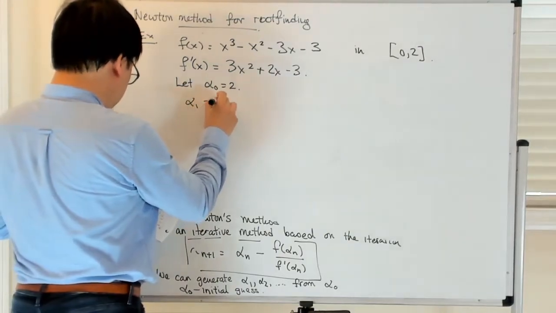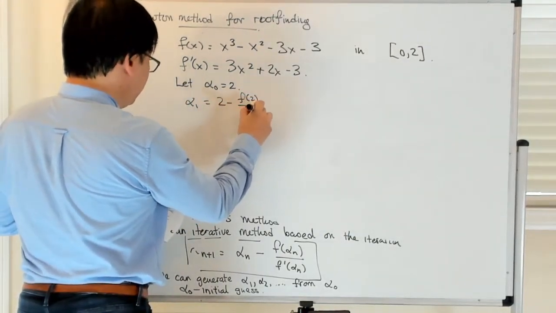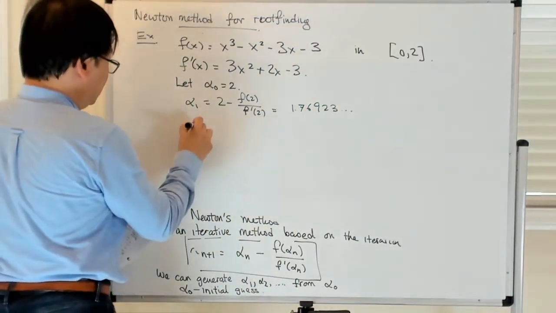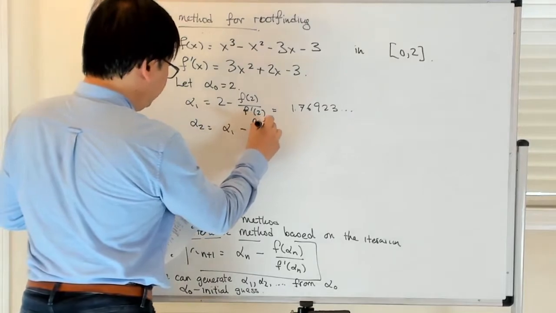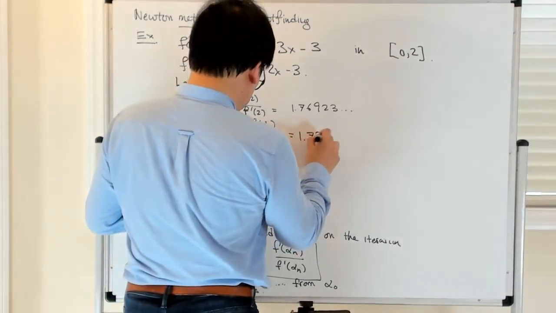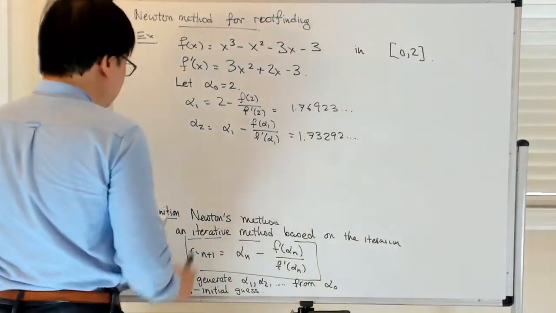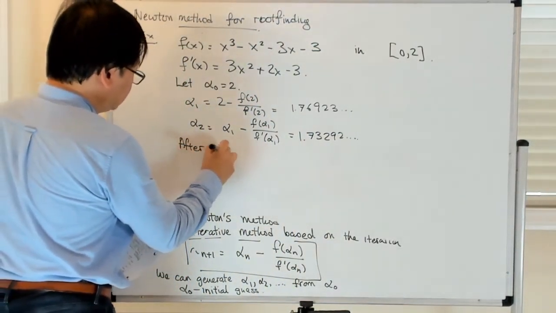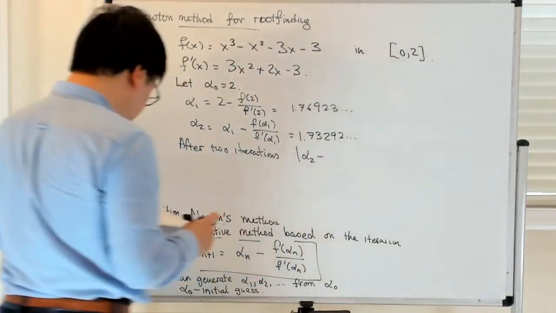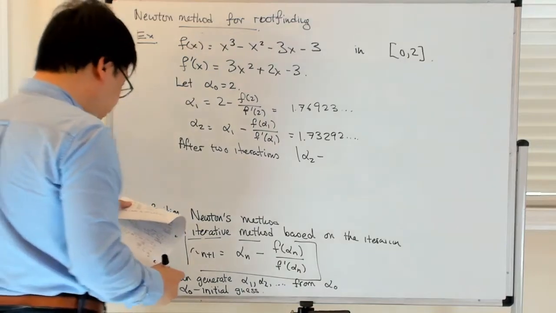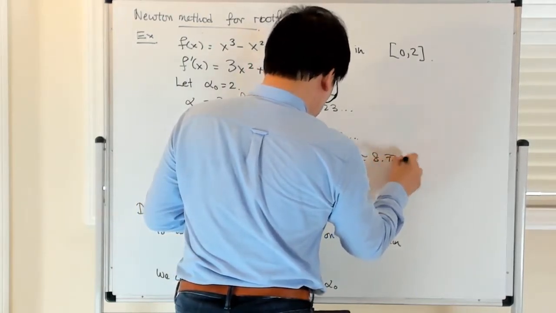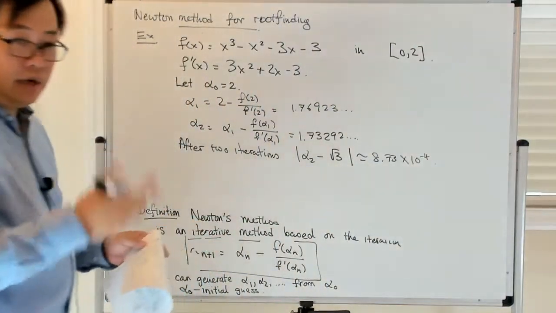Then you can check that alpha 1 is equal to 2 minus f of 2 over f prime at 2. That's 1.76923 with a bunch of other digits. And then alpha 2 is equal to alpha 1 minus f of alpha 1 over f prime of alpha 1. And this becomes 1.73292 with a bunch of digits. So after just 2 iterations, the difference between alpha 2 and the actual root, which, you can check, is the square root of 3, the root in this interval, is about 8.73 times 10 to the minus 4. So you really get very, very good accuracy after a small number of iterations.